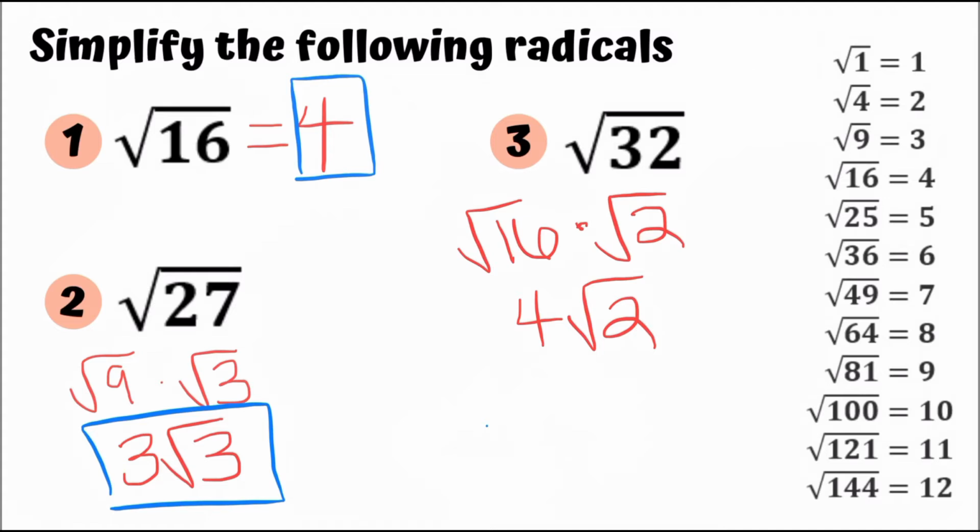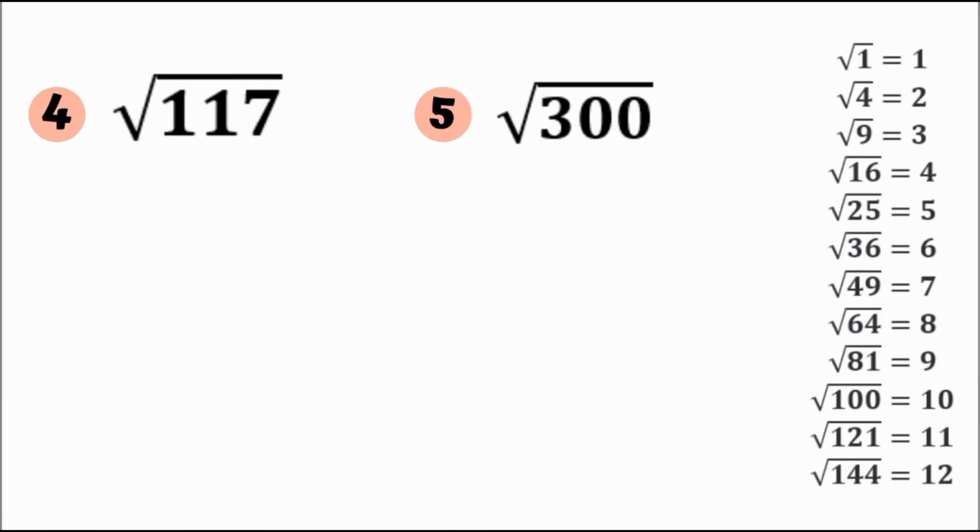And that is it. Let's look at some examples that have larger numbers. The square root of 117. This is a larger number, so let's see. What are the factors of 117?